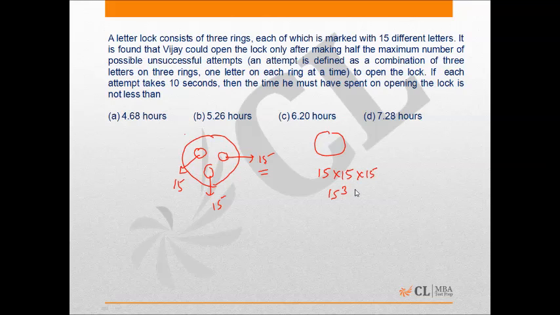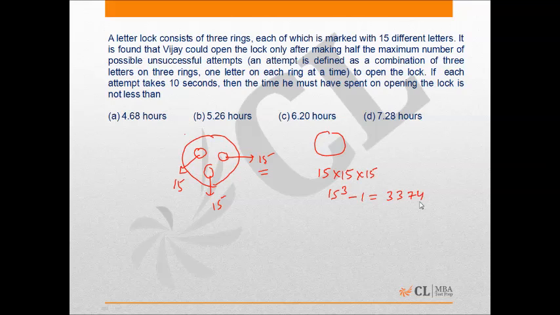As we know that one attempt must be there through which lock gets opened, so the number of unsuccessful attempts will be 15 raised to power 3 minus 1, and this is equal to 3374.